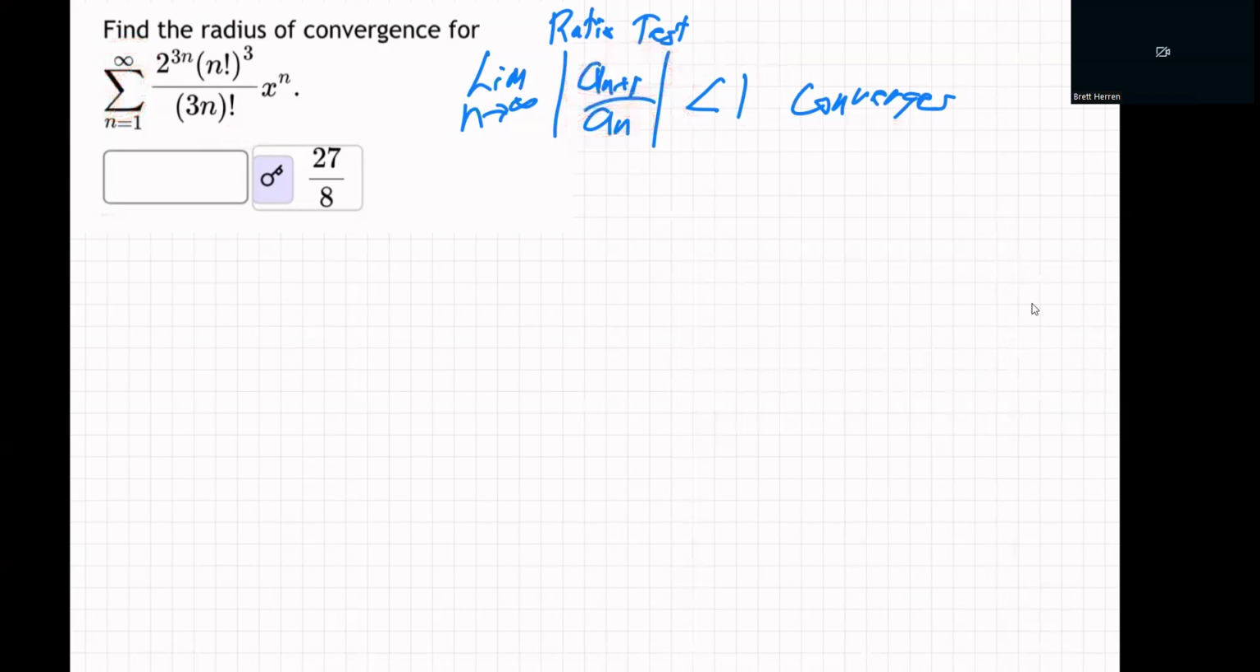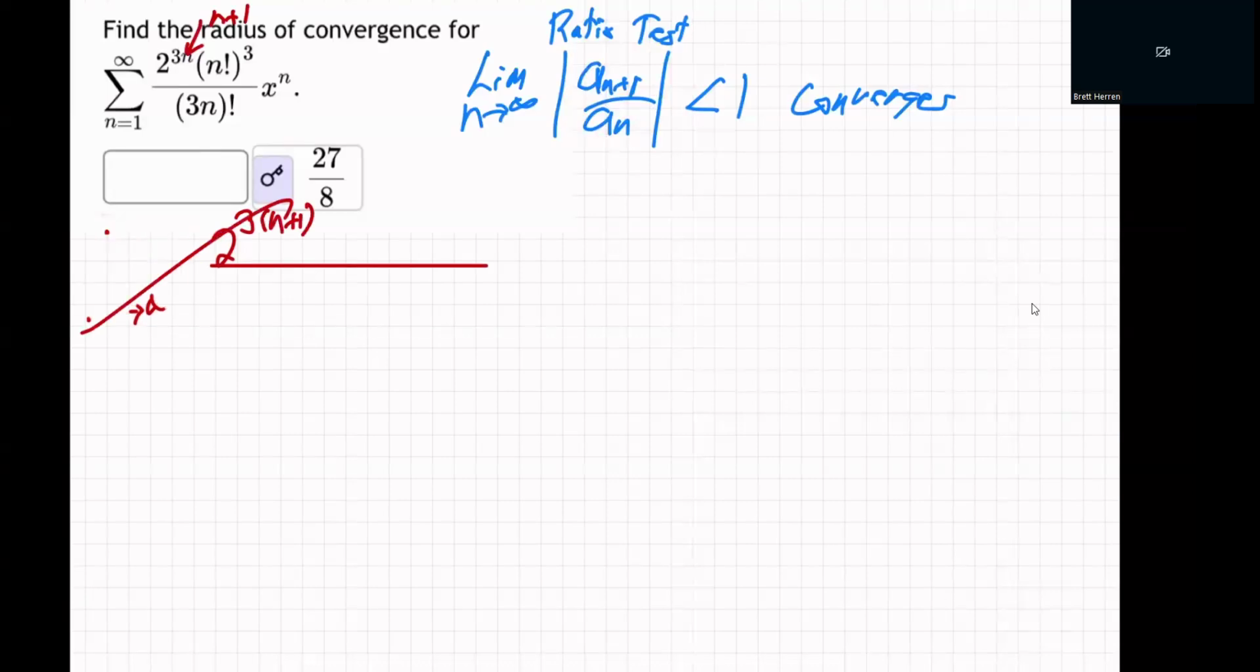So I say, okay, let's find out where that happens. For what x values does that happen? I wrote x because I was saying x. Limit as n goes to infinity. All right, so what do we got to do? We got to do the a sub n plus 1 on the top here. So I'm going to plug in n plus 1 right there. I'm going to get 2 to the 3 n plus 1.